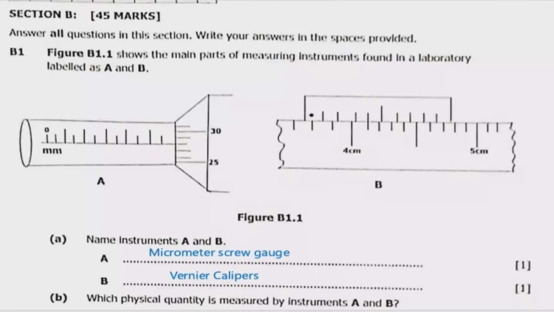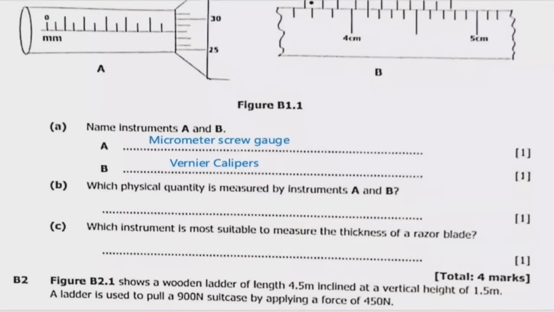Okay, let's go to question B, which is: which physical quantity is measured by instruments A and B? The physical quantity is length. So we use vernier caliper to measure length. We use micrometer screw gauge to measure length. We use these instruments to measure length of small objects.